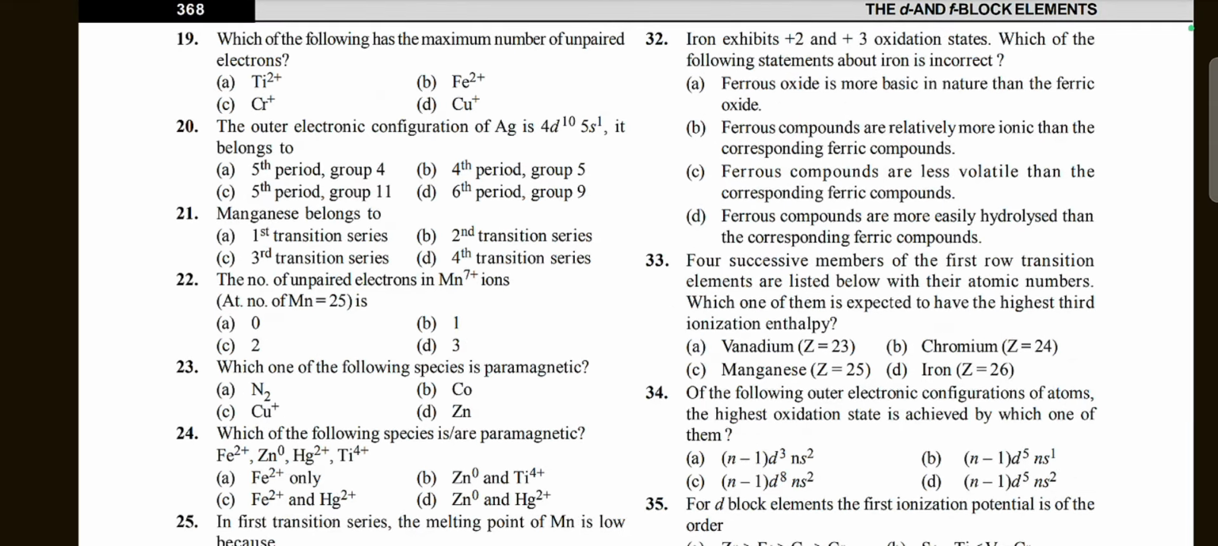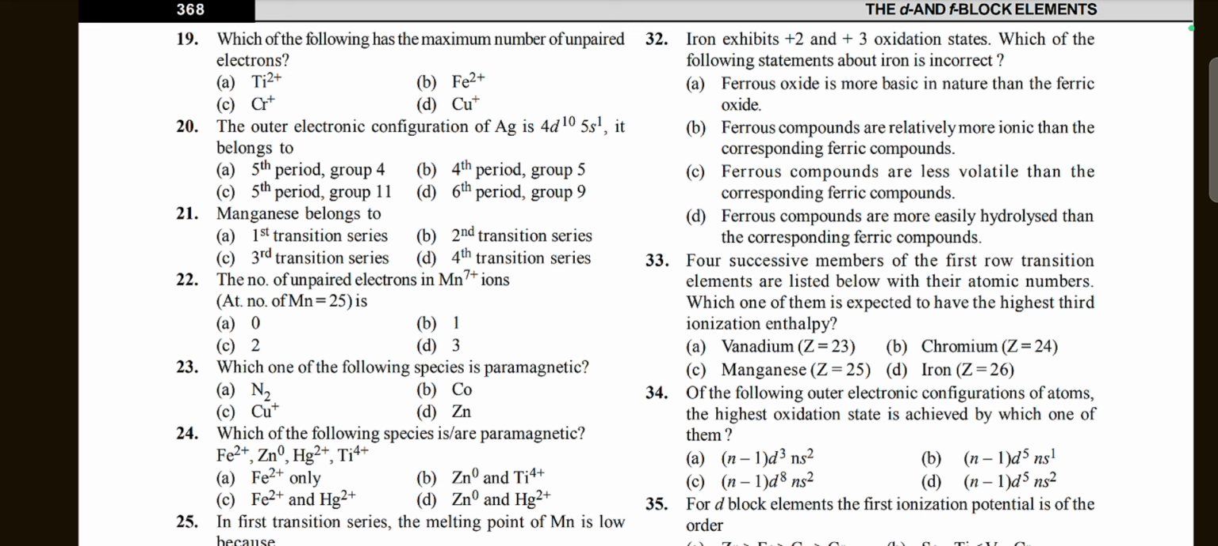Iron exhibits +2 and +3 oxidation states. Which of the following about iron is incorrect? Ferrous oxide is more basic in nature than ferric oxide. Yes, true. Ferrous compounds are relatively more ionic than corresponding ferric compounds. Yes, true. Ferrous compounds are less volatile than corresponding ferric compounds. Yes, true. Ferrous compounds are more easily hydrolyzed than the corresponding ferric compounds. No, false. Fe3+ is easily hydrolyzed, more than Fe2+, due to more positive charge. So Fe3+ is more easily hydrolyzed than Fe2+. Option D will be incorrect.